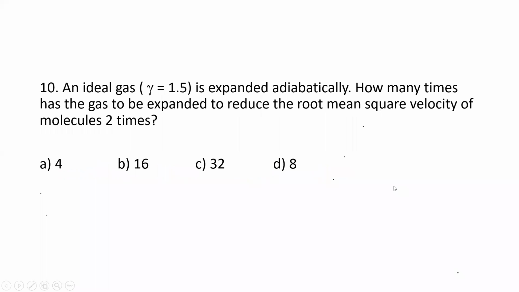Next question. An ideal gas, the adiabatic constant value is given as 1.5, is expanded adiabatically. How many times has the gas to be expanded to reduce the root mean square velocity of molecules 2 times? So gamma value is given. They have asked you how many times you need to expand to reduce the root mean square velocity of molecules, which has to be expanded twice.